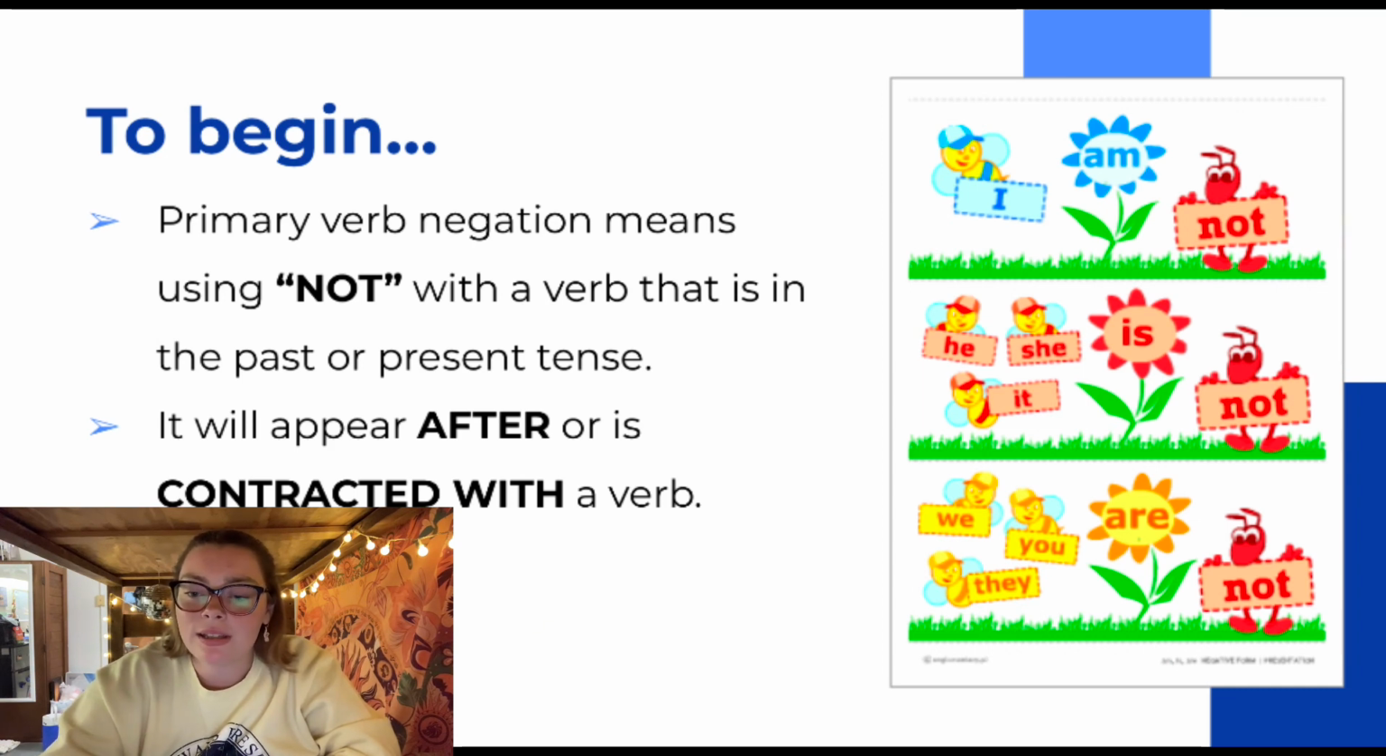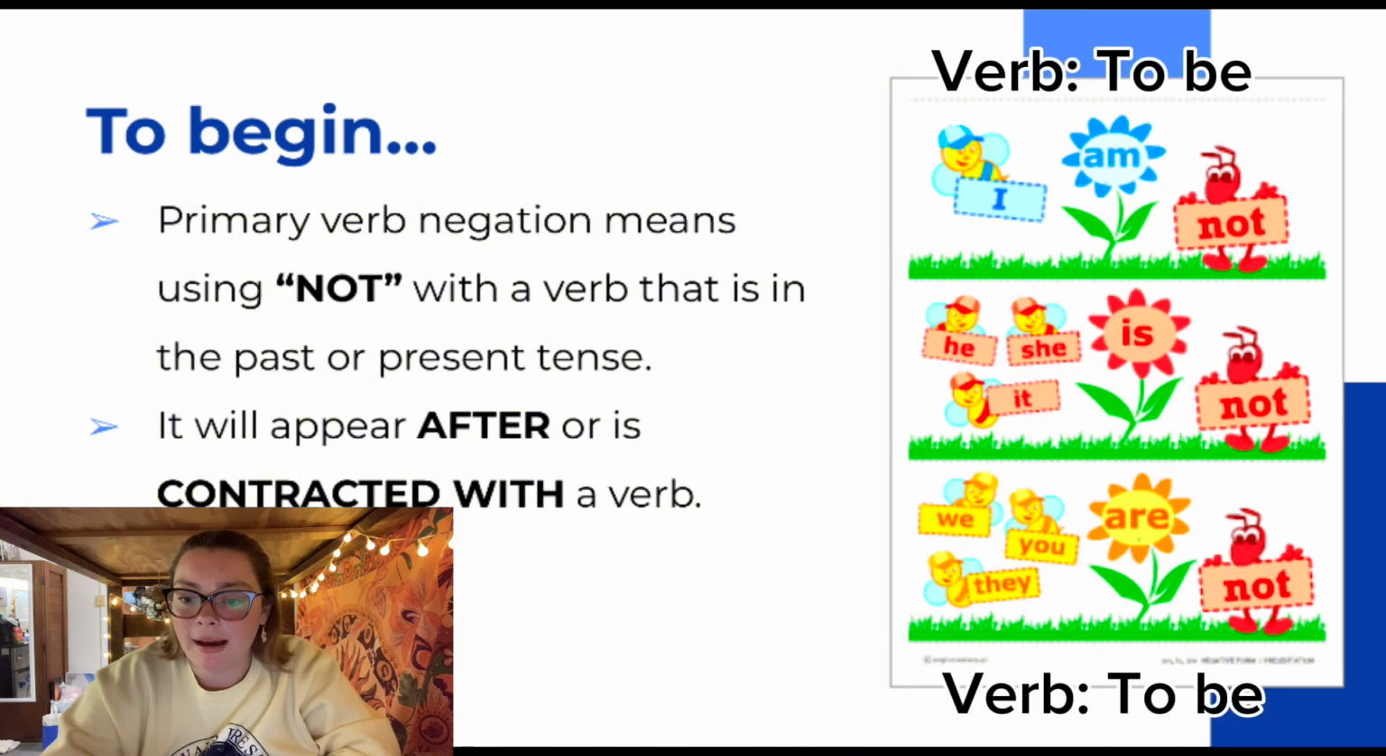Okay, so let's take a look at this visual we have here. We have these little bees, little ants going, I am not. Okay, not is appearing after this verb am. Okay, next one, he, she, it is not. Not is after is. We, you, they are not. Not is appearing after are. Do you recognize the pattern here?